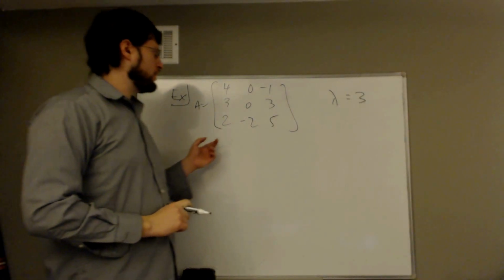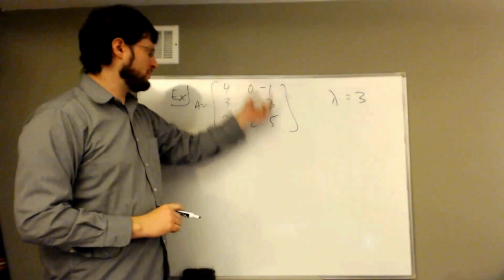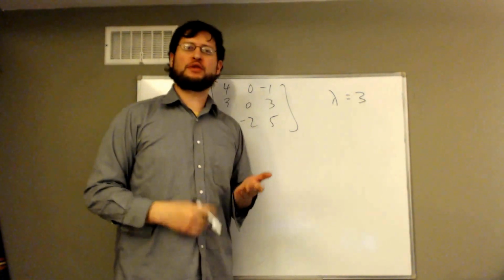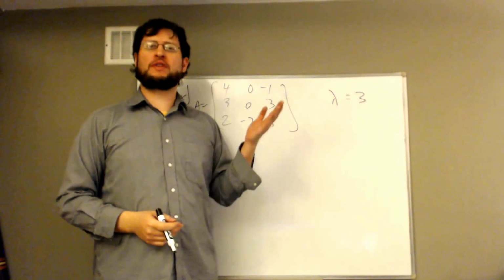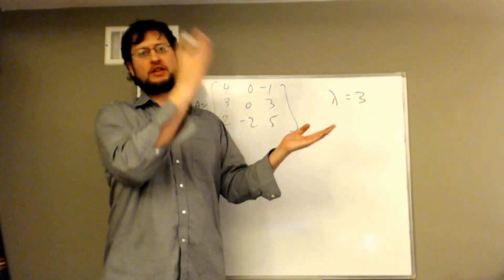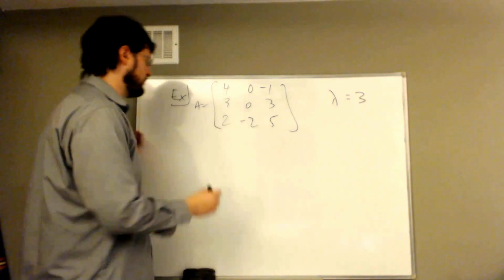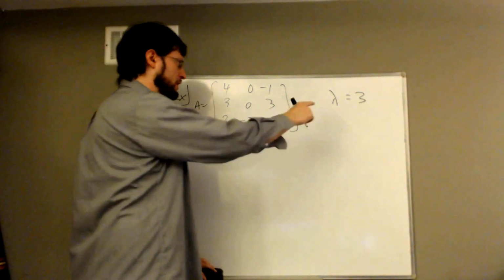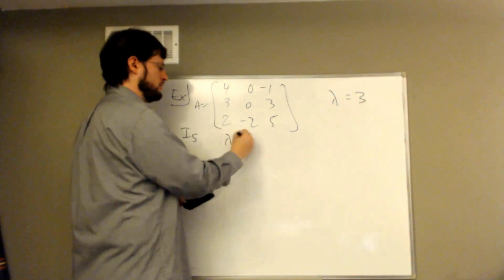All right, so let's look at an example now in a 3 by 3 case rather than a 2 by 2 case. It's really the same thing. For a 3 by 3 case, our input vectors are vectors in R3. The output's another vector in R3. We're asking the same thing, right? Is lambda equal 3 an eigenvalue?